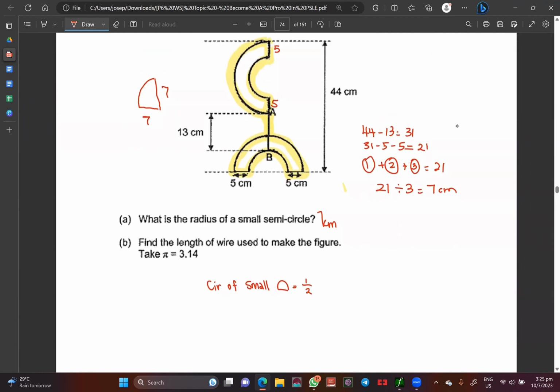Right, yeah. So half times what? Half times pi times d. Okay, yeah, my pi is 3.14. You are absolutely correct. So half times 3.14.